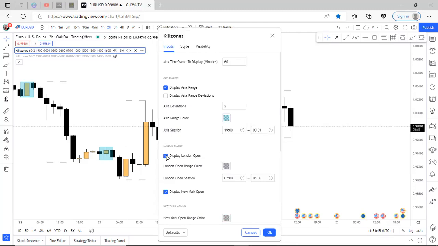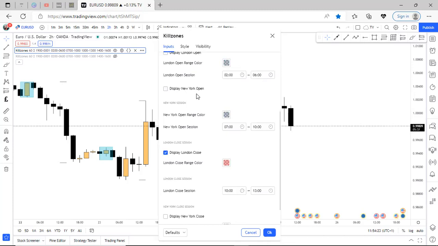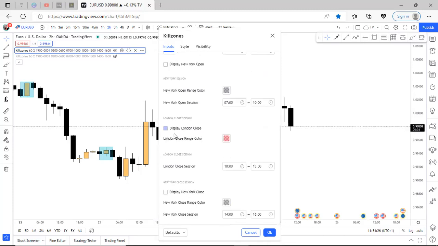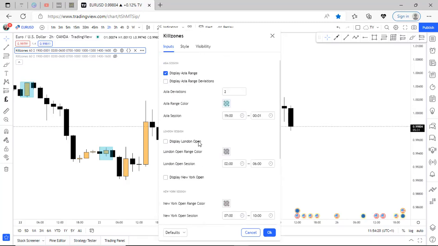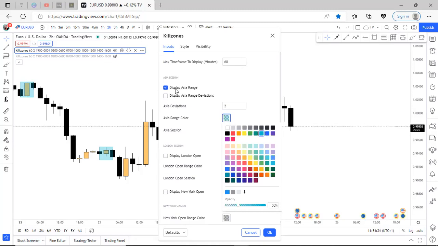The only thing you need to do is uncheck display London open. I don't want to see the London open. I uncheck display New York open, and I also uncheck display London close, and that is all. Under display Asian range, this is the only one I want turned on. I can reduce the opacity of the color of this Asian range, and you can play around. You can change the color to any color of your choice, but I prefer the normal one that comes with it, just reducing the opacity.